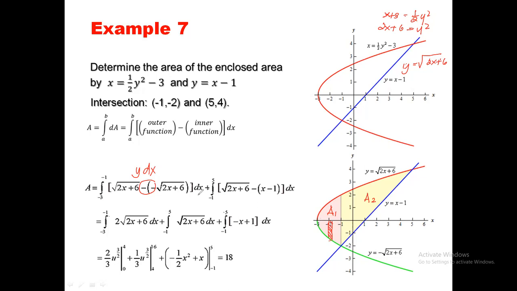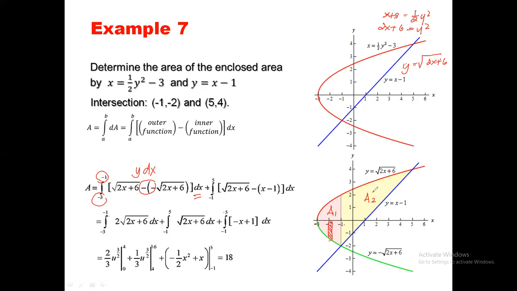And since you're using dx, you have to be careful that your limits here should also be in terms of x. So for the pink region, your x starts with -3 and ends with -1. That is true because it starts here from -3 to -1. Okay? y dx for this particular region.